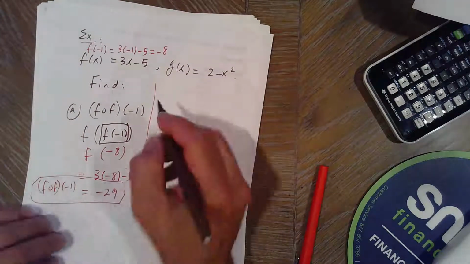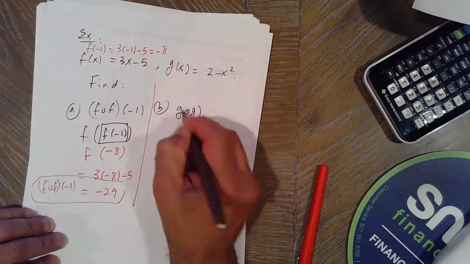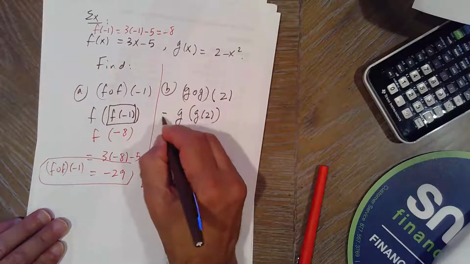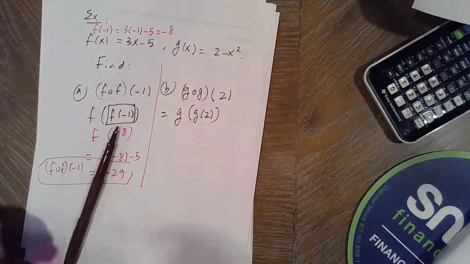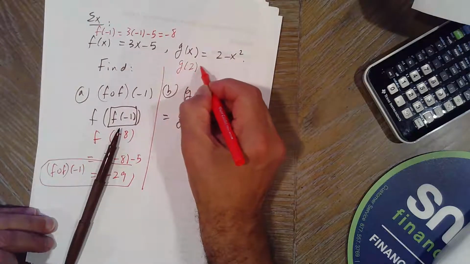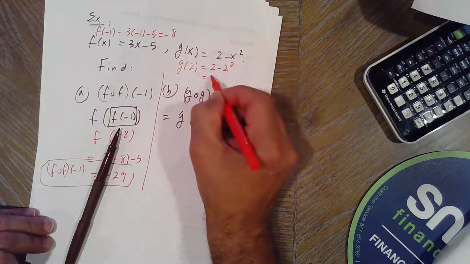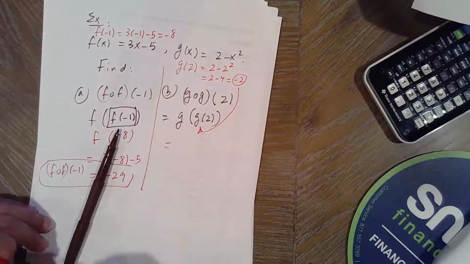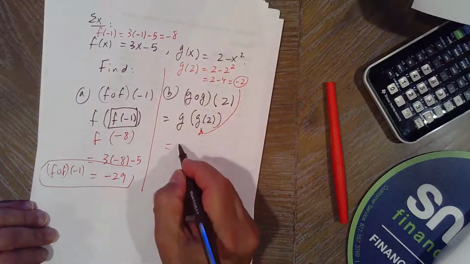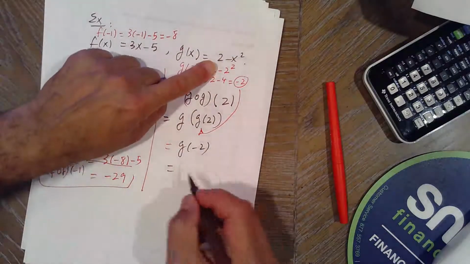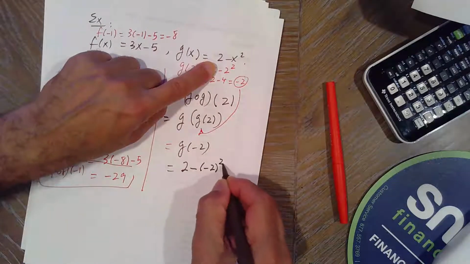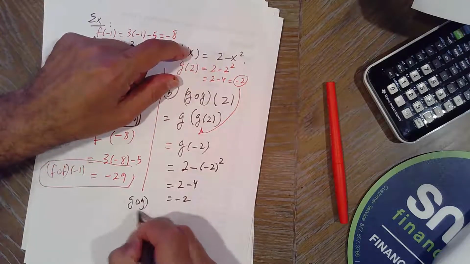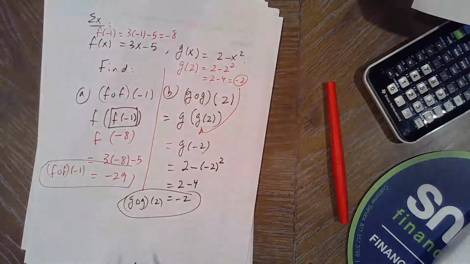Let's try g composite g of 2. Again, this is g of 2, inputting that into g again. But we're going to do g of 2 first. So right there we do g of 2. It's 2 minus 2 squared, which is 2 minus 4, which is -2. So we take that and put it in there. So it'll be g of -2. We input that in there. 2 minus -2 squared, which is 2 minus 4, which is -2. So g composite g of 2 is -2.